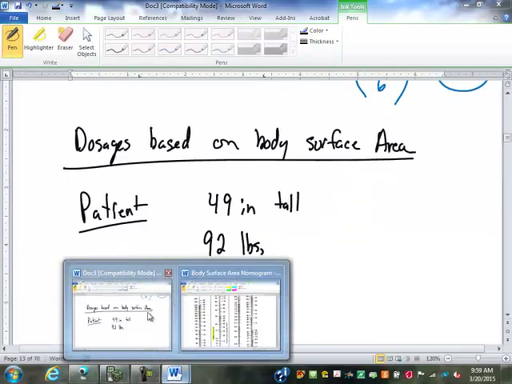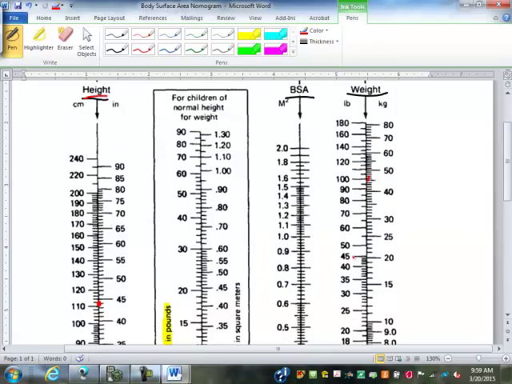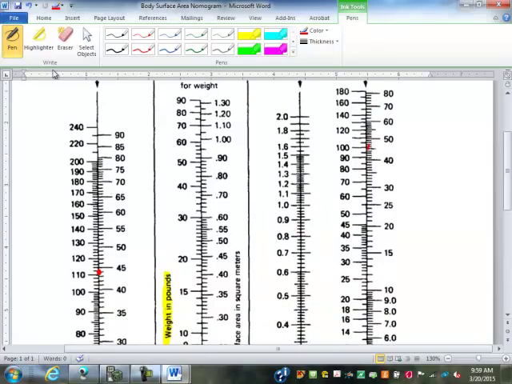We said a height of 92 pounds. So, oops, I'm sorry. You're right. Thank you. That would be 44. You're right. 49 is up there.